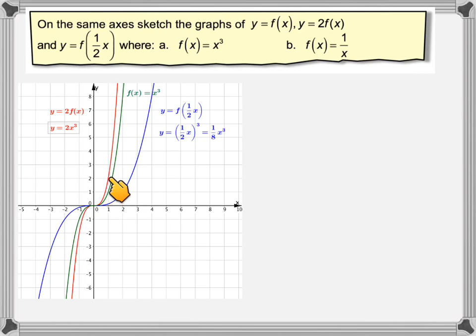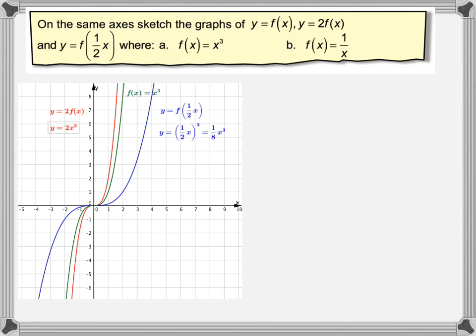A in front is a stretch this way, a in the bracket is a stretch this way, but 1 over a is the stretch factor. Okay, so if it's a half, it's going to be 1 over 1/2, which is going to be twice the distance.